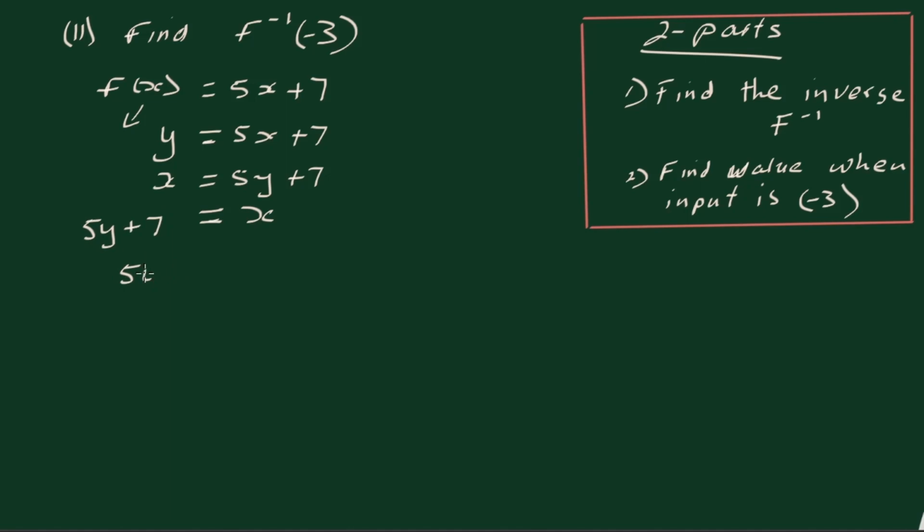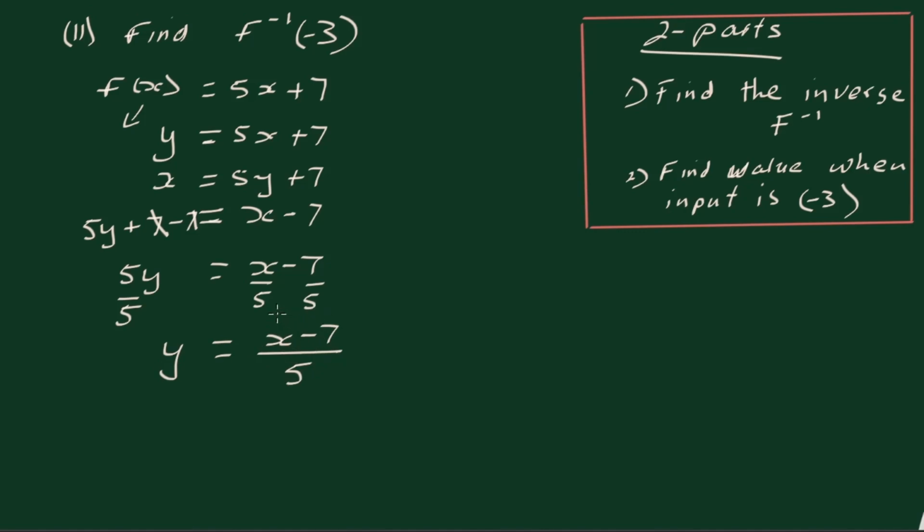So it'll be 5y. To get rid of the 7, I subtract 7 on this side, and also do the same on the other side here. That will leave me with 5y equals x minus 7. Now I need to get rid of the 5. I divide by 5 on both sides. Each term on the other side is divided by 5. So I have y equals x minus 7 all over 5.